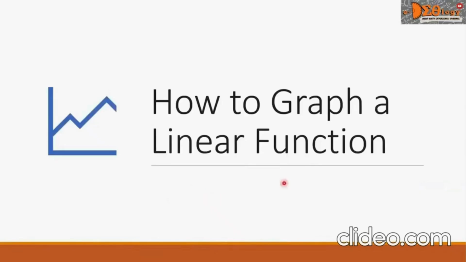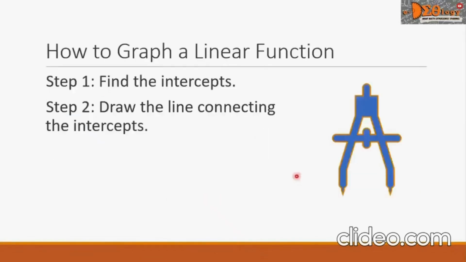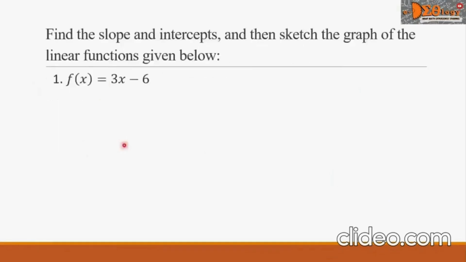How to graph a linear function? We are going to follow two steps. Step 1, find the intercepts. Step 2, draw the line connecting the intercepts. Let's have examples. Find the slope and intercepts and then sketch the graph of the linear functions given below.